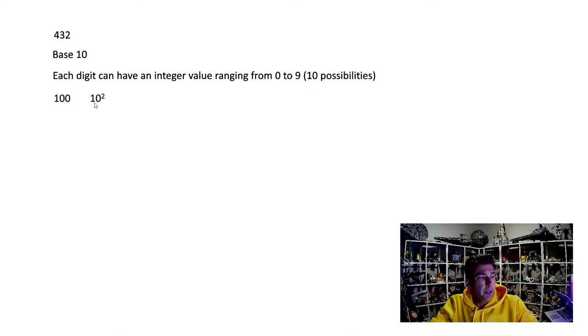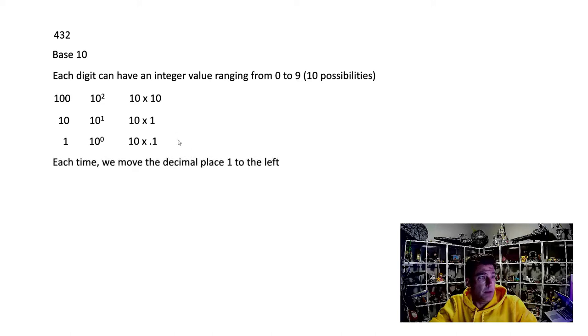So take 100. That can be expressed as 10 to the second, which is where we get the base 10, which is 10 times 10. The value 10 is 10 to the first power, which is 10 times 1. And then 1 is actually 10 to the 0 power. So each time you move the decimal place one to the left.